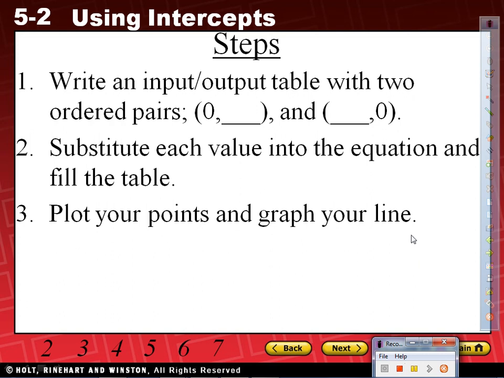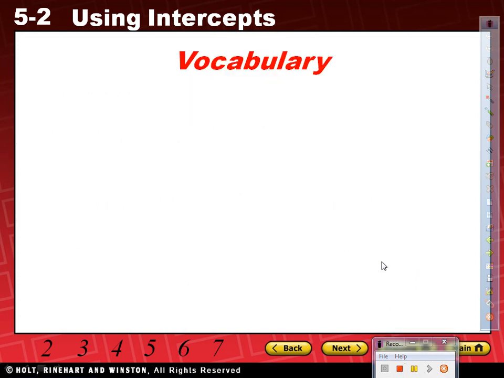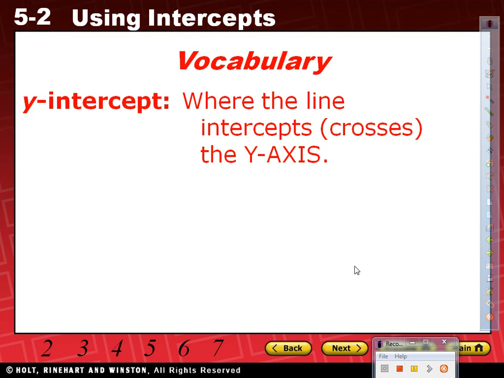Now, on the left side of your Cornell notes, on the Q side, I want you to write these two vocabulary terms down, please. Vocabulary, first one, Y-intercept. What is it? Where the line intercepts the Y-axis. Y-intercept, where the line intersects the Y-axis.